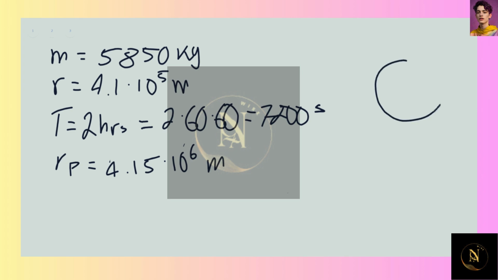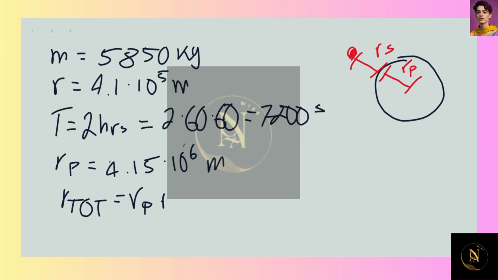But remember, the total distance between a satellite and the center of mass of the planet it's orbiting around is the radius of the satellite and the distance between the satellite and the surface of the planet, plus the distance between the surface of the planet and its center of mass. So we're going to rewrite our quantities in terms of the total radius, which is just equal to the addition of our two radii, and that's going to be equal to 4.56 times 10 to the 6 meters.